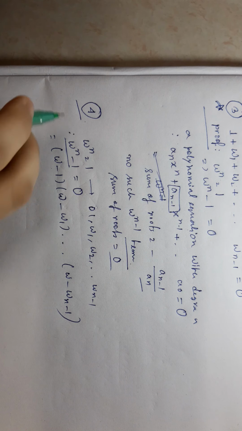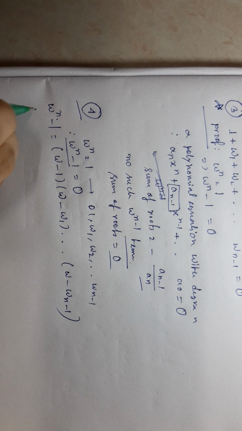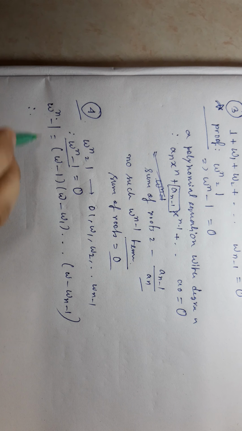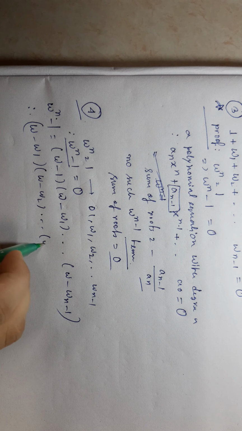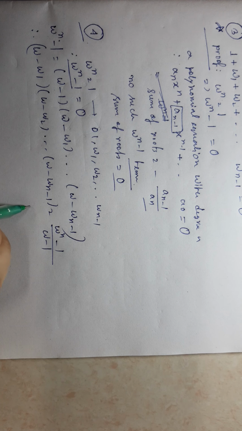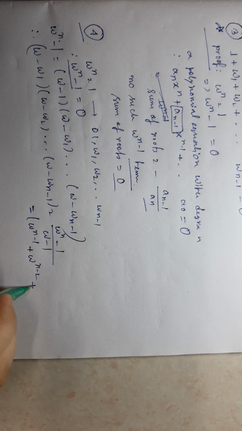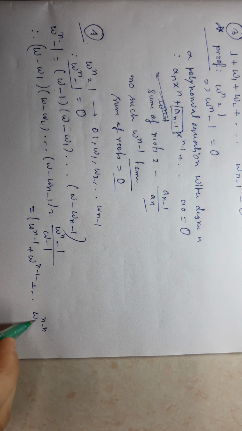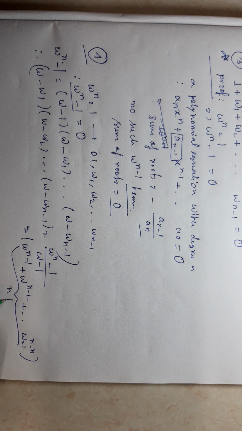Okay, and this is equal to omega to the power n minus 1. So what do we get if we divide both sides by omega minus 1? (omega minus omega 1)(omega minus omega 2) dot dot dot (omega minus omega n minus 1) is nothing but (omega to the power n minus 1) by (omega minus 1). And in your algebra class you know that this is nothing but omega to the power n minus 1 plus omega to the power n minus 2 dot dot dot up to 1, and that means there are n terms.